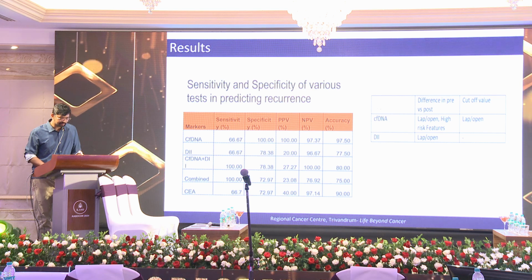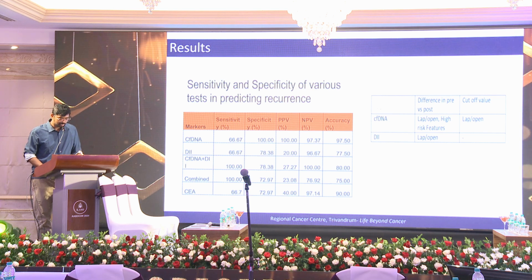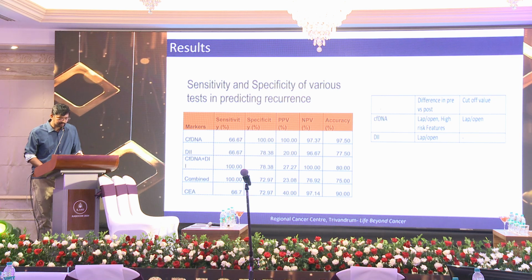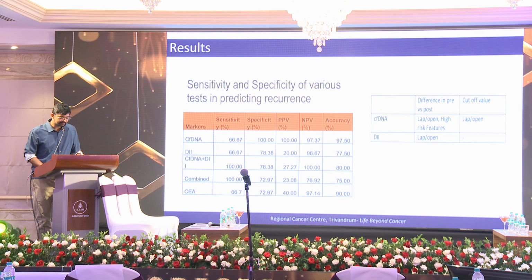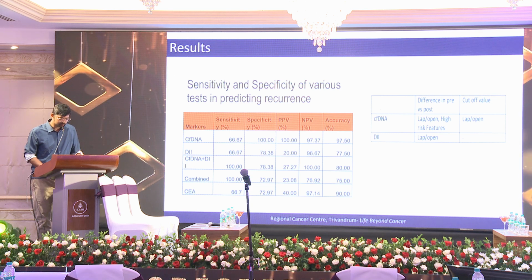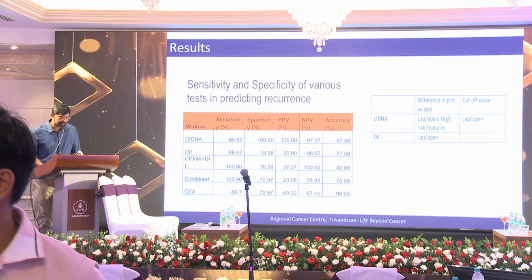The values were significant only in lap versus open and high-risk features in the cfDNA part, and in the DNA integrity index, only lap versus open was significant. And for the cutoff value, when we did the paired t-test, in cfDNA, lap versus open was the only one significant, and in the DNA integrity index, we didn't find any value which was significant.